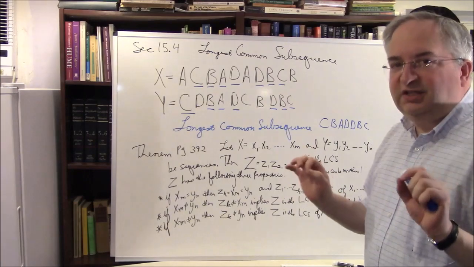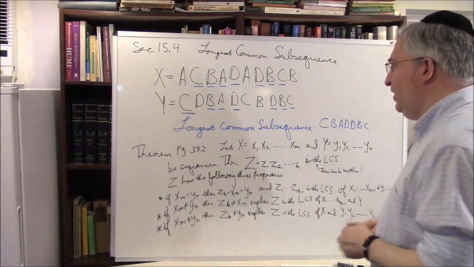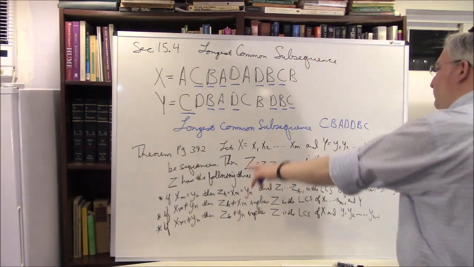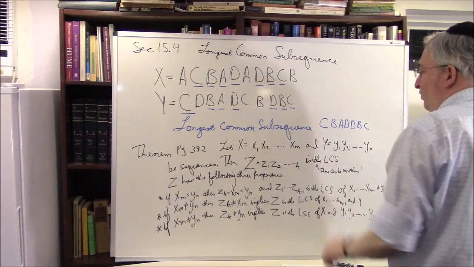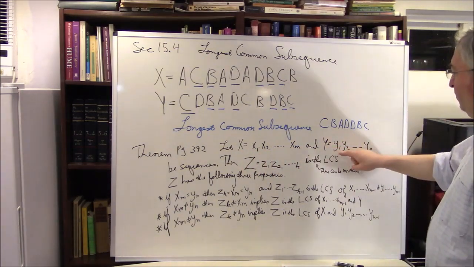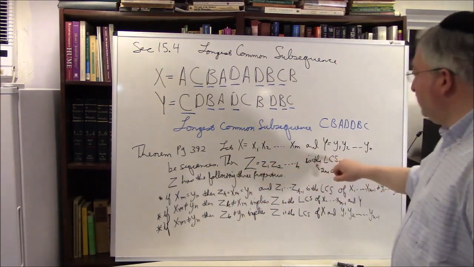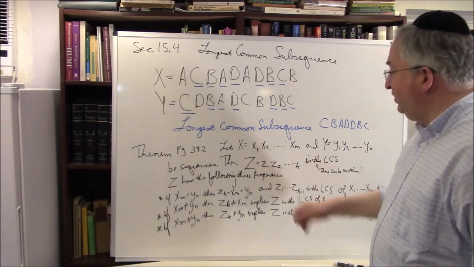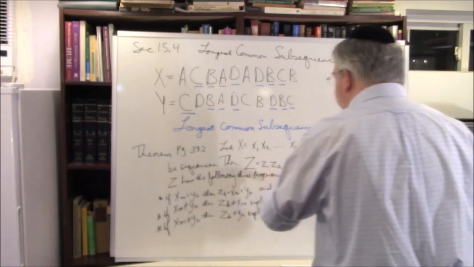First we have to do a little bit of theory, and I promise you'll understand the theory at the end. It's a theorem on page 392. It says as follows: let x be x1 through xm, y be y1 through yn, be sequences. Then z is the longest common subsequence, so z goes from 1 to k. Again, these are all letters, and we're dealing with them like that. Z has the following three properties.